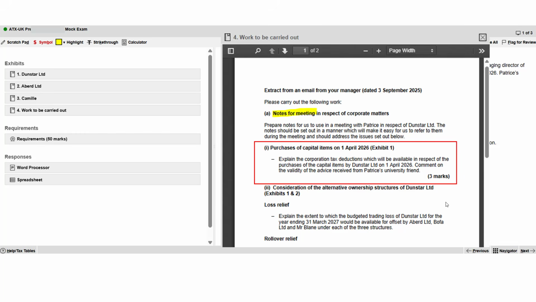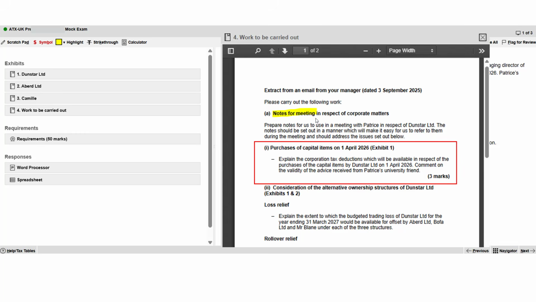The other thing to note as well is the format. Part A requires notes for a meeting. So notes for a meeting, you just need to make sure that you do use the correct format. That's something that they will be looking for the professional skills marks. We have communication professional skills marks in question 1, and so that's something that you need to make sure that you do.